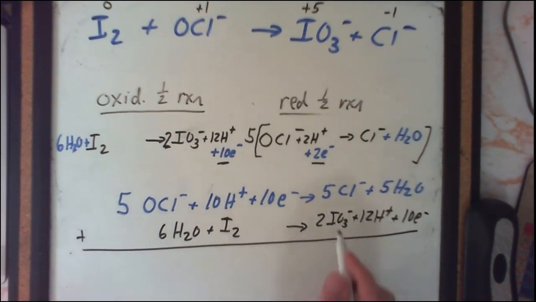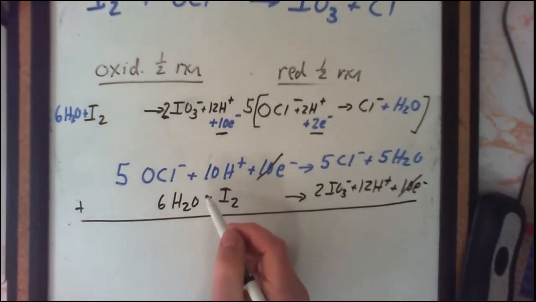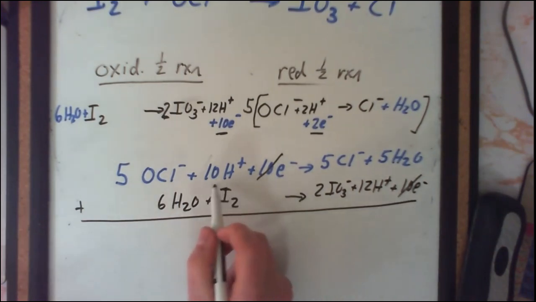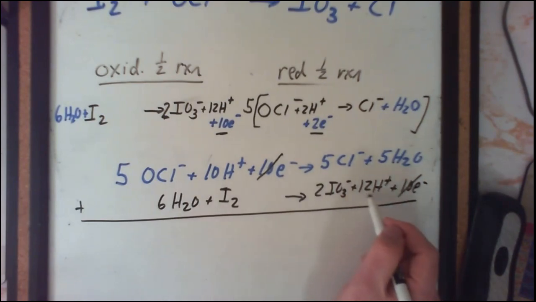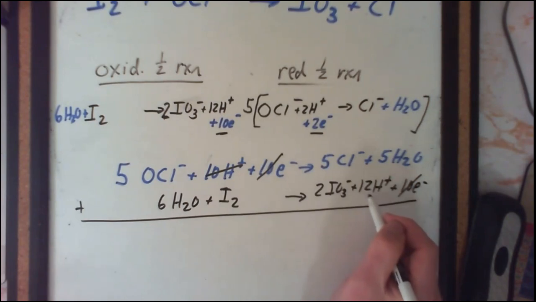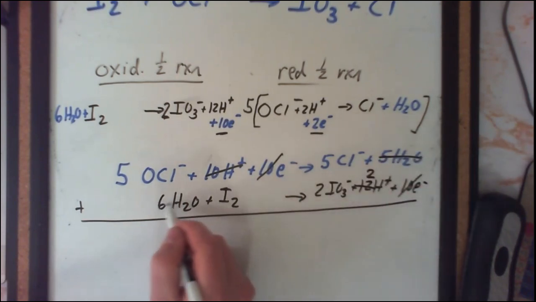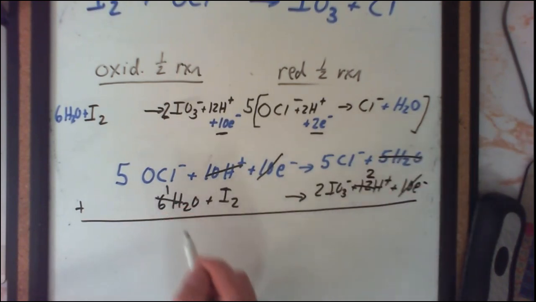And then we add these together. We necessarily have to cancel out electrons. That has to be the case. But then I look for other things. And most commonly, it would be hydrogen ions and or water molecules. So for hydrogen ions, we have 10 hydrogen ions on the reactant side versus 12 here. So these 10 will cancel 10 of these to leave me with just 2. It's a net production of just 2 hydrogen ions. With water molecules, we have 5 versus 6. So these 5 will cancel 5 of these to leave me with just 1.